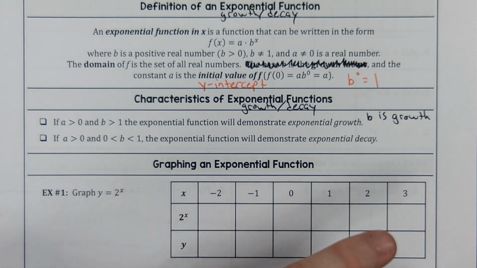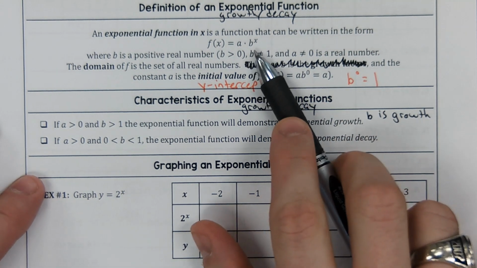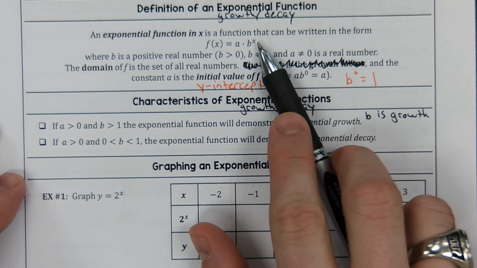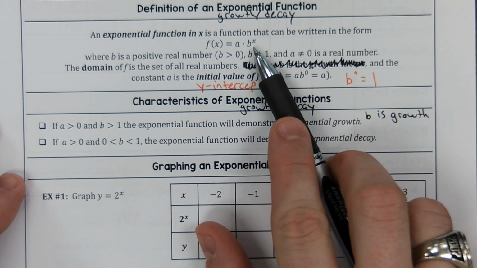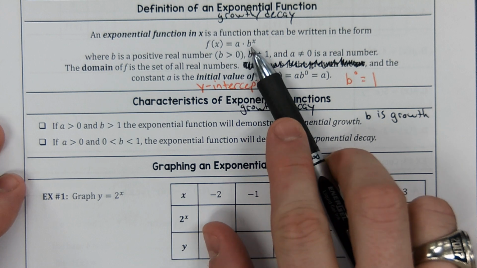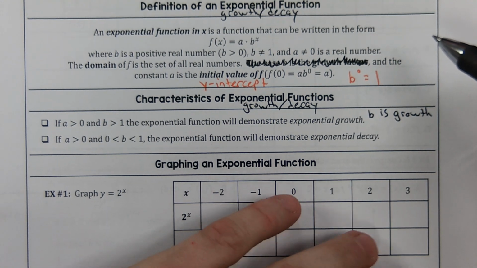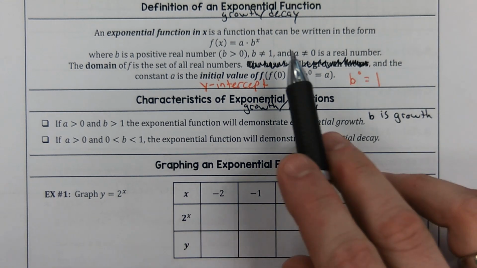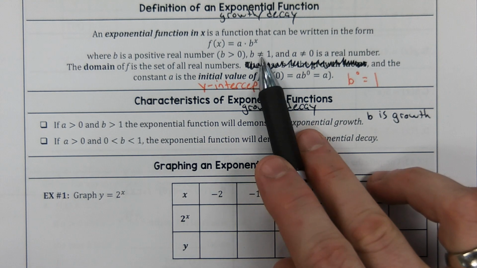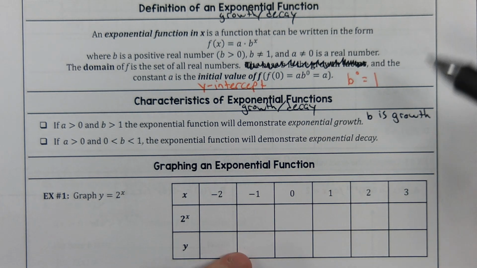It can't be exactly 1, and the reason why is because if b was 1, you could raise it to any power you want, and you're just going to get 1 over and over and over again, which means you actually just have f of x equals a, which is a horizontal line, so it's not exponential. Yep, b has to be greater than 0, but it can't be 1.